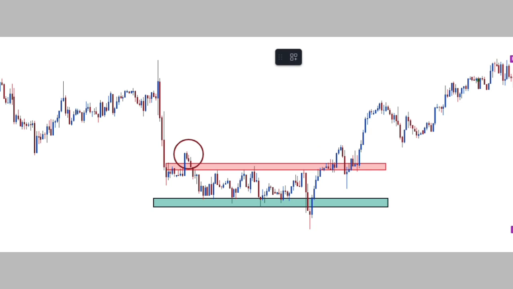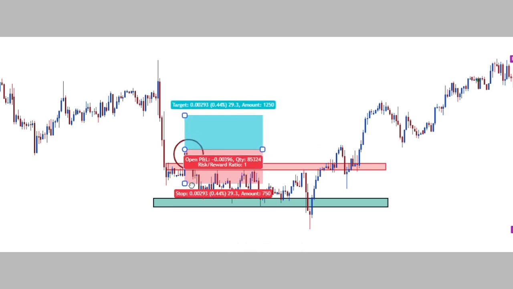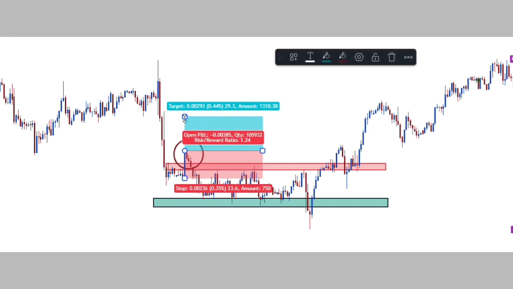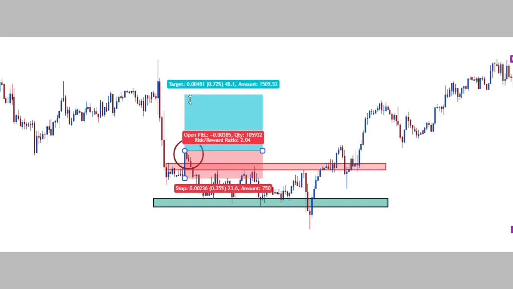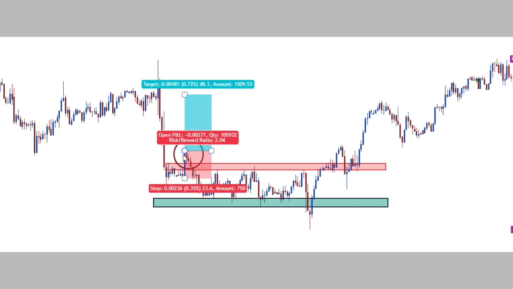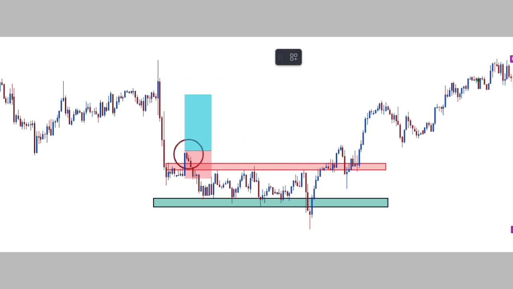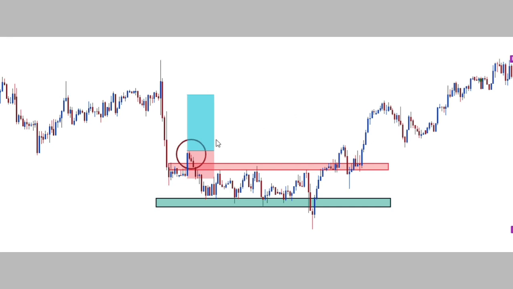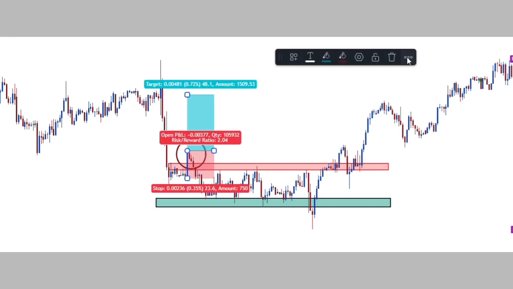If you jumped in here for a buy after this bullish candle and placed your stop loss below here, and targeted 1 to 2 or 1 to 3 or whatever, guess what? It came out and took out your stop loss. So this was a fake out. Pay attention. You have to be very careful.